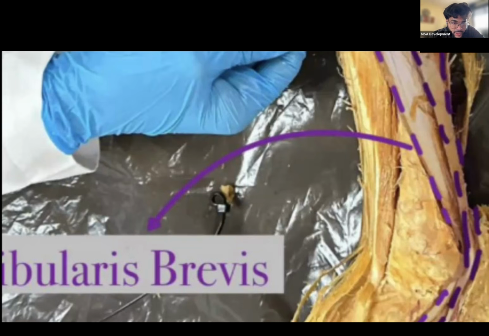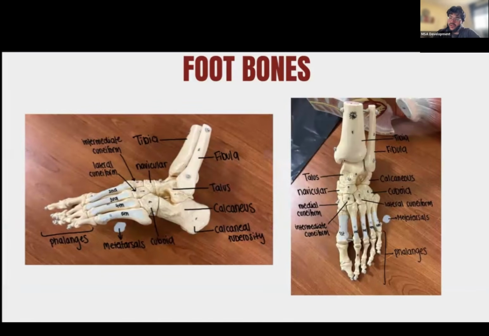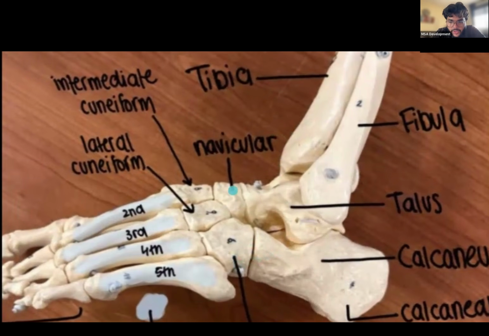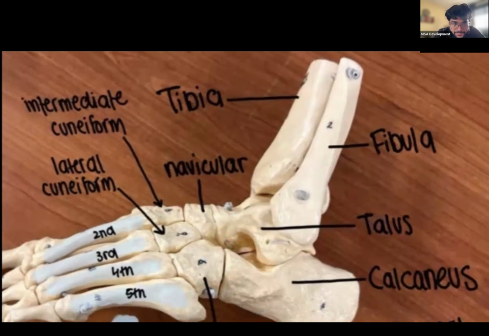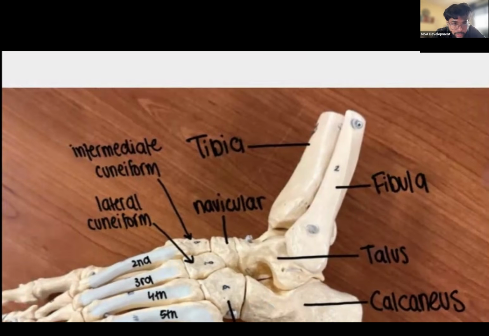Okay. Now let's move on to the bones of the foot. This is basically the last part of the anatomy portion of the OSPE crash course. So let's start here. As we can see, we have the fibula laterally, we have the tibia medially, then you have the navicular bone, which is anterior to the talus on the medial side, and then you have the three cuneiform bones, which are the medial, intermediate, and lateral cuneiform, anterior to the navicular bone.